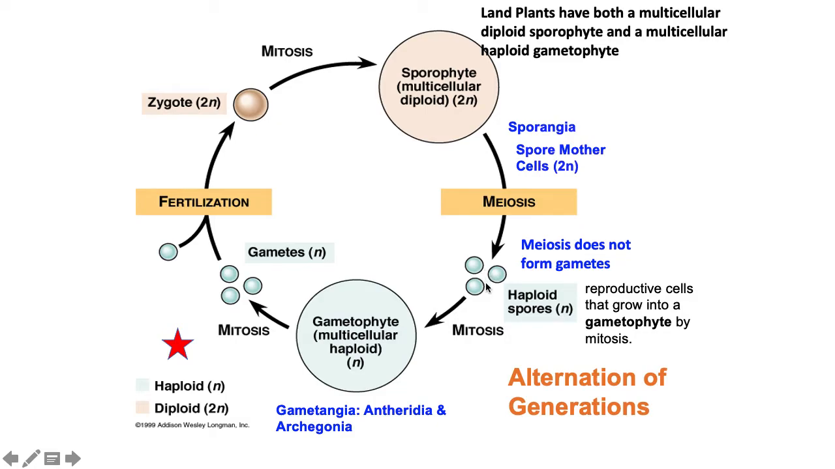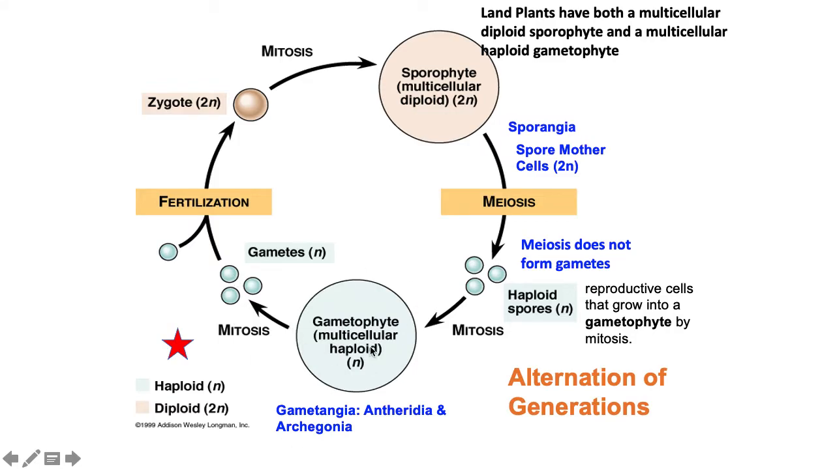I probably should use the word spores here. These spores will get released. We'll talk about how they get released. Some are water-based, some are wind-based. But when they land or find a suitable environment, they will go through multiple rounds of mitosis to become a gametophyte, and that's the multicellular haploid state. And then they will go through more rounds of mitosis to make gametes that will be released and fused.